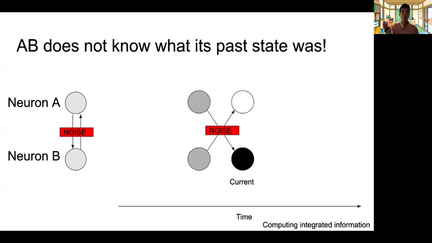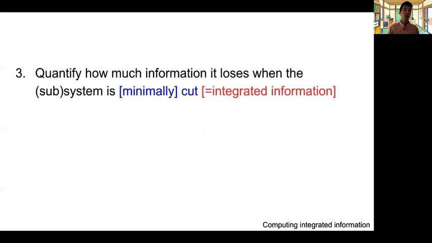So we have system AB, which has no knowledge about the future or past of its state. It doesn't have any intrinsic information about itself if the connection is replaced by noise. This corresponds to the step of quantifying how much information it loses when the subsystem is minimally cut, and this is defined as integrated information.